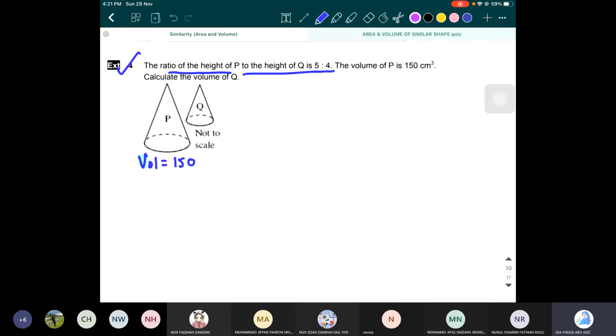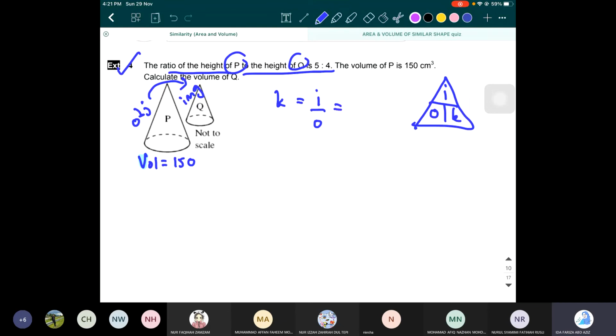Okay class, so sekarang ni kalau kita anggap yang ni objek, P object, Q image, okay. So K, remember K, pyramid kita IOK, K is image per object. Jadi dia bagi ratio P to Q, object to image 5 to 4. Okay, so kalau K kita dia akan jadi 4/5 lah. Sebab image dulu. So K kita 4/5 dah dapat K.